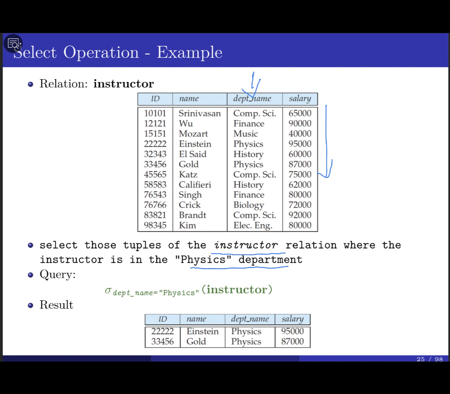You have to access the instructor relation. Then after you access every single tuple, I need to check this condition, which here is the department name equal to physics. Then it is going to produce the result. So what is the system going to do? Line one at a time. Start from the beginning. Is the department name equal to physics? No. Jump to the next. Is the department physics? No, no, no, yes.